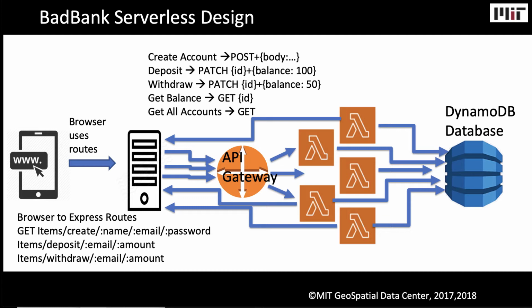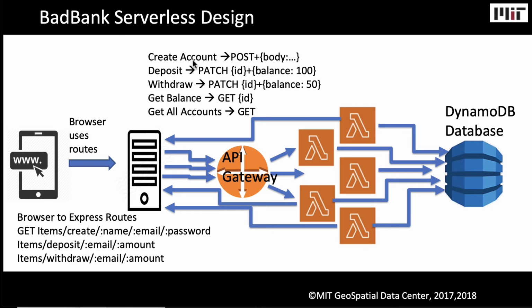So to do this, we're going to keep the web server in place and still use the routes to communicate from the browser to the web server. But now in communicating with the gateway, we're going to set up the gateway so that it's going to route various requests to individual Lambda functions.